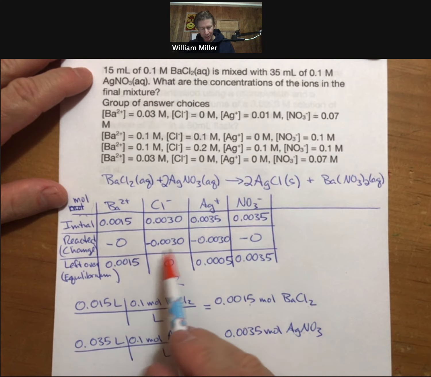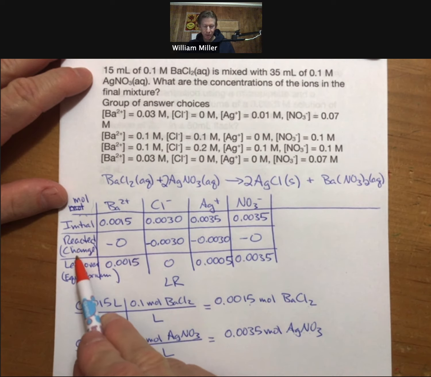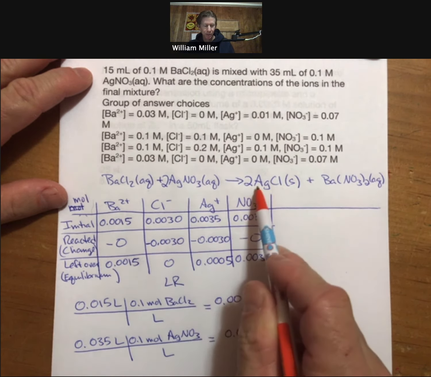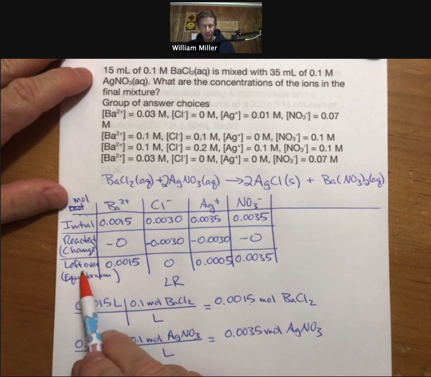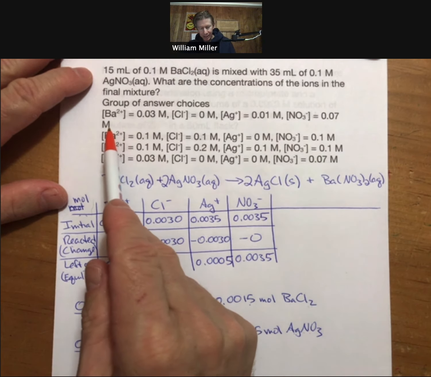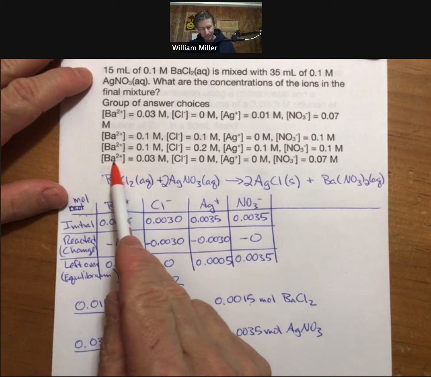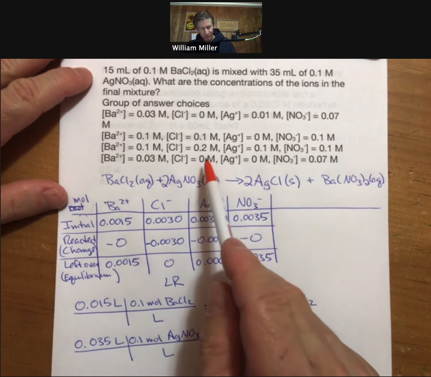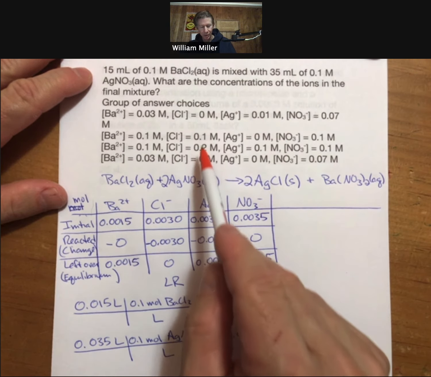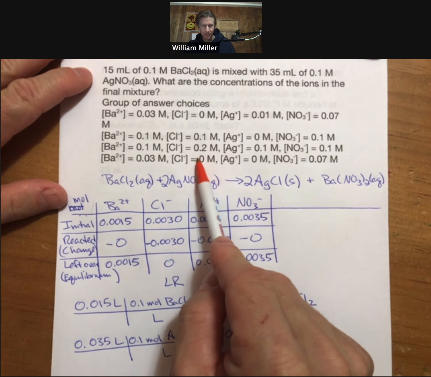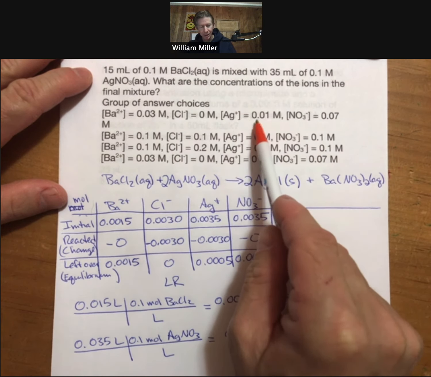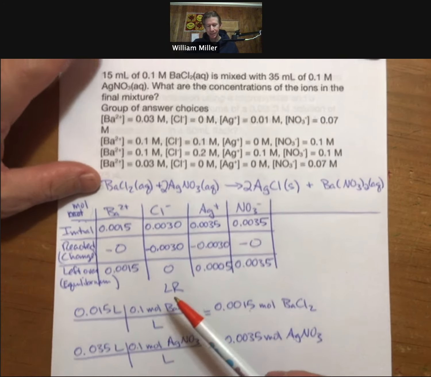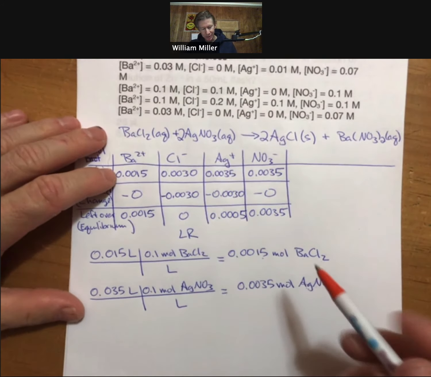Now we've just allowed the reaction to occur. That's changed the concentration of our two reacting species. And now we have moles left over. And we're being asked to find the concentrations. We can see that two of these choices have zero molarity for the chloride ion, so it's going to be one of those two. One of them actually has zero for silver as well, so we can already see what the answer is going to be. Let's go ahead and figure this out, though.